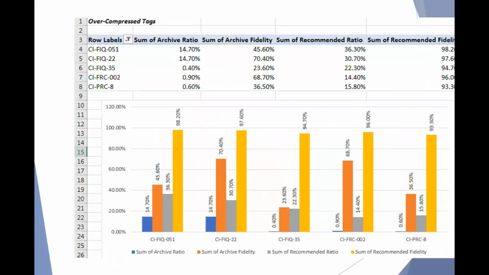On the other side, we have a different problem. Again, the same orange columns represent the data fidelity that would have been archived if the original compression and exception settings had been used. And you can see the first tag there is about 45% data fidelity. Some of the others range between 23 and 70. So the data fidelity is low, which also means that we're not storing very much data.